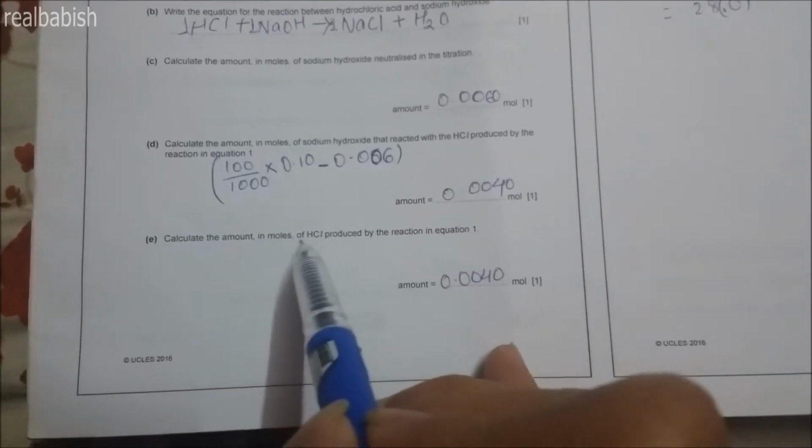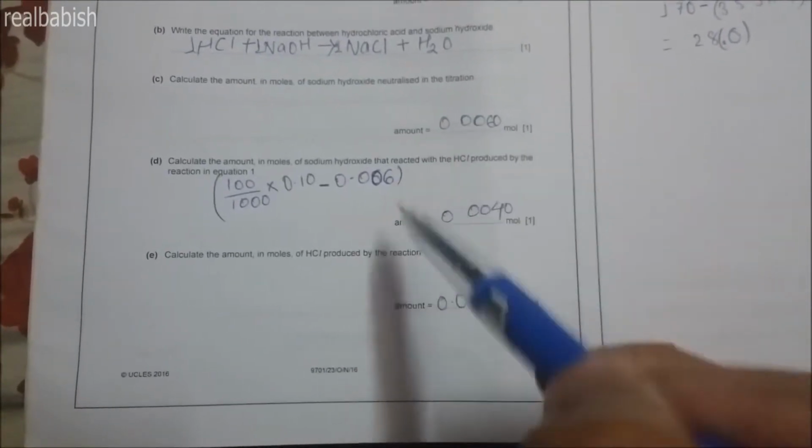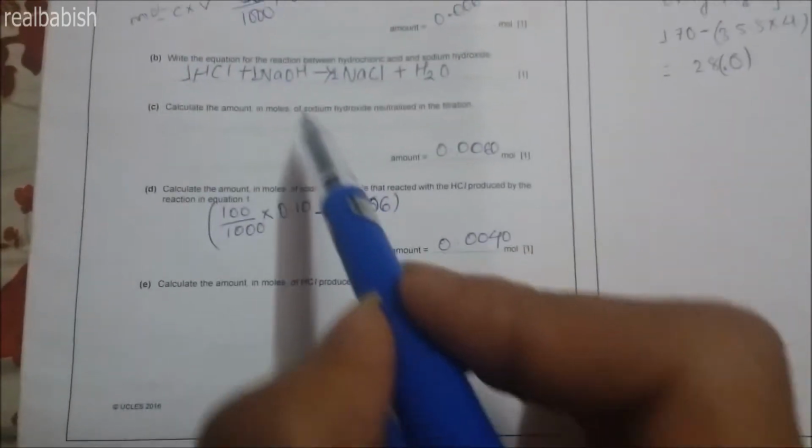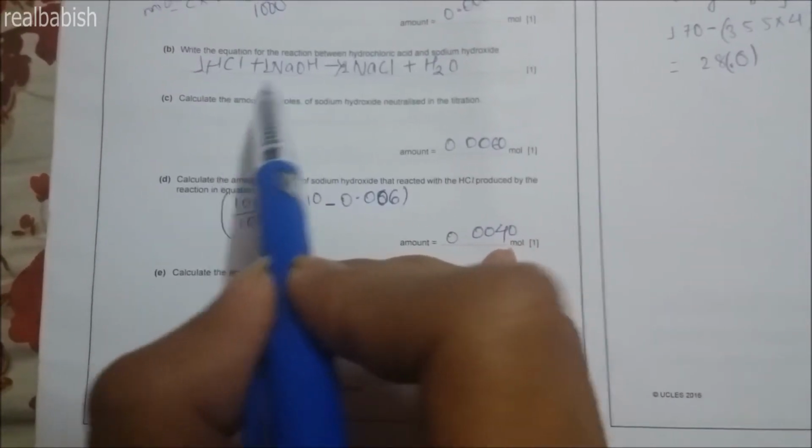So here 0.0040 moles of NaOH was used in reaction 1. This question is asking us to calculate the moles of HCl produced by the reaction in equation 1. So we need to find the amount of HCl that reacted with this NaOH in reaction 1. So from this 1:1 molar ratio, this answer is also the same, 0.0040.